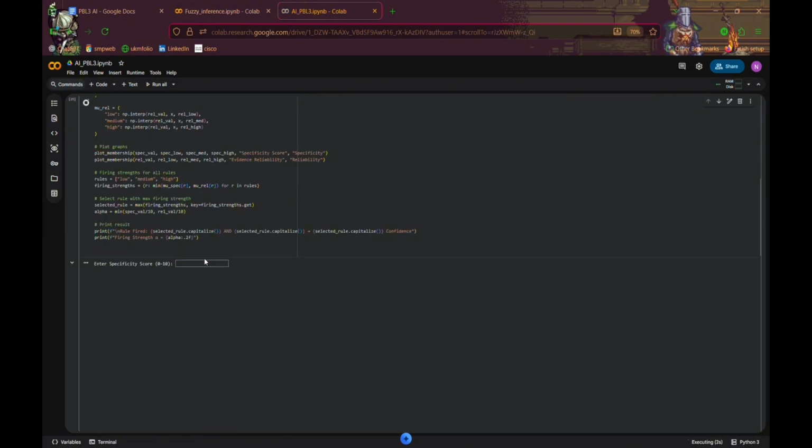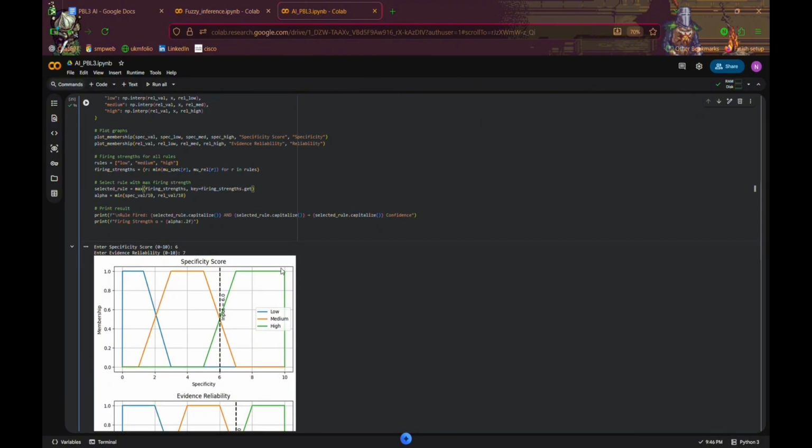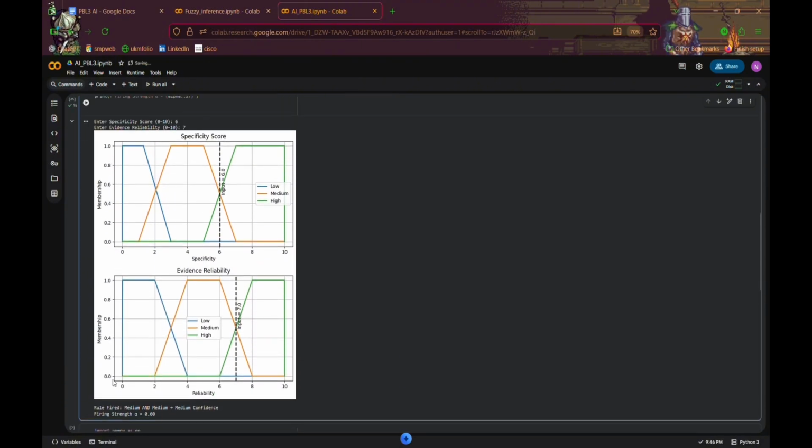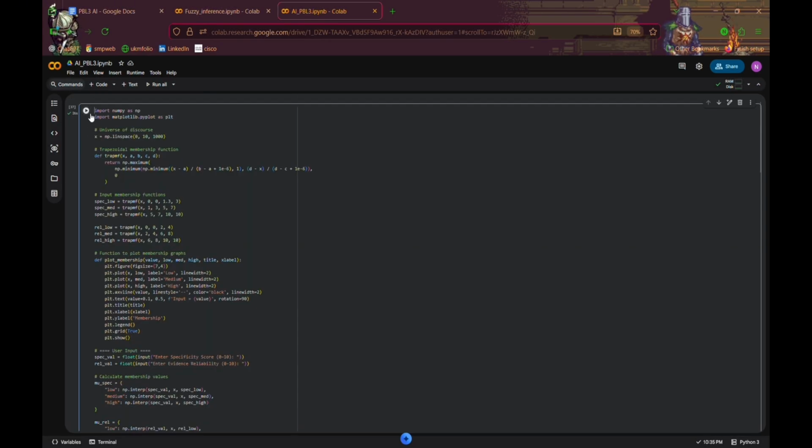For case 2, the specificity score we got is 6 and the evidence reliability we got is 7. So here is the diagram we got. For the rules that fire, we got medium and medium, so we got a medium confidence. The firing range we got is 0.6. Other overlapping rules like rule 5 and rule 6 may partially fire depending on the membership, but rule 2 has the strongest influence. So now we go to test case 3.